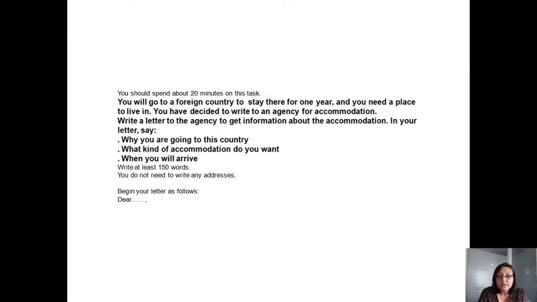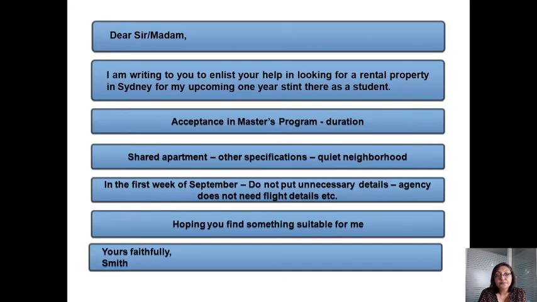Write a letter to get information about that place. In your letter, the 3 bullet points as they are in this letter are why you are going to this country, what kind of accommodation do you want, when will you arrive there. Writing at least 150 words, starting your letter as dear so and so. So let's see how we broke this down for you.